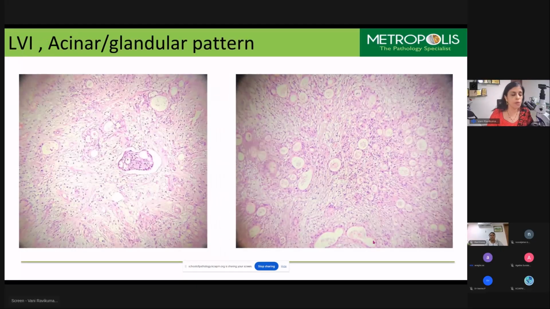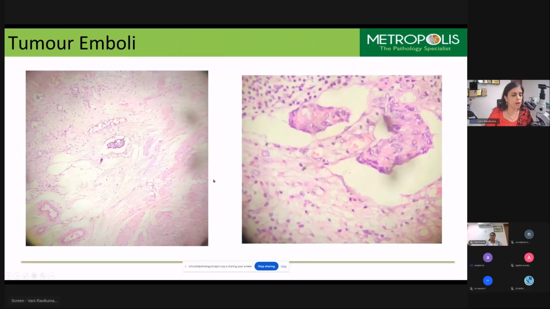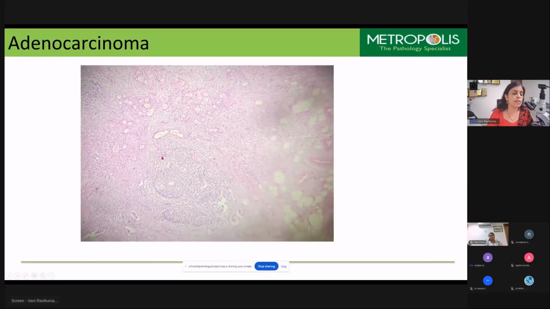Look at the small tubules, and look at the desmoplastic stroma, look at this glandular pattern, the LVI, the lymphovascular invasion into the adipose tissue. Here you can see some lymphoid follicles and this kind of glandular neoplasm, and look at these emboli going into the vessels. A lot of tumor emboli we could see here, lymphatic, vascular, and at higher magnification, look at these atypical cells lining this kind of glandular structure. And this, we thought, yeah, this looks like an adenocarcinoma.